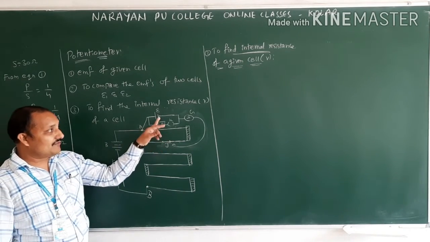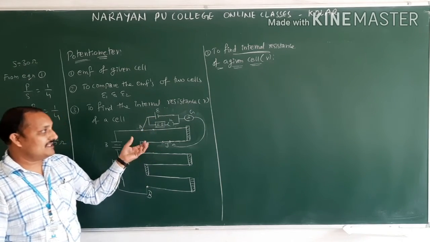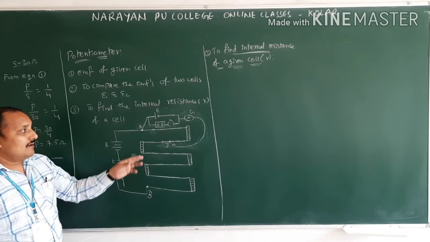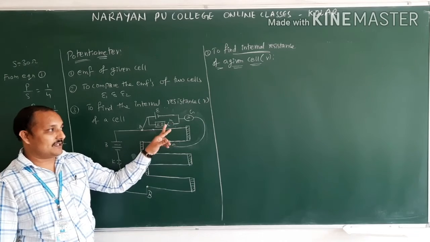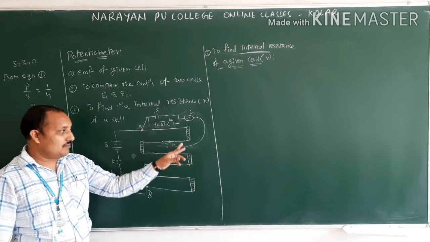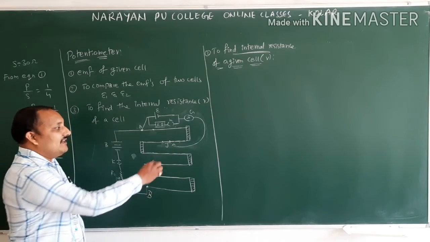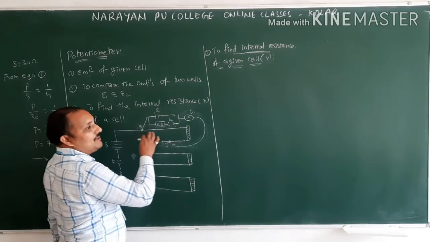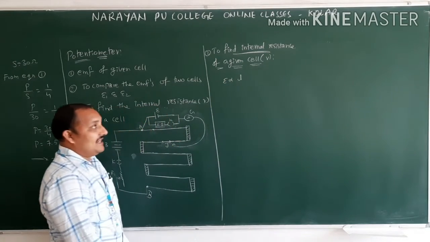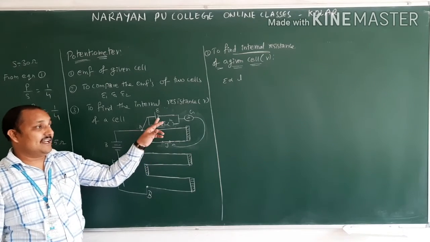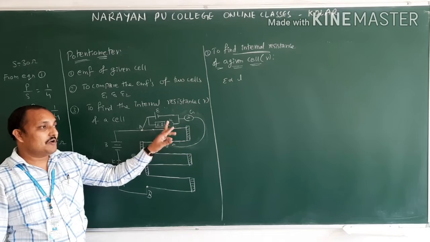Now we are going to find the internal resistance of the given cell. What is the process? Open the key K, so current is not passing. With the key open, move the jockey on the potentiometer wire till you get the null deflection. Somewhere you will get the balancing length. According to the principle of potentiometer, E is directly proportional to L, where L is the balancing length whenever a cell of EMF E is connected in the circuit with the key open.